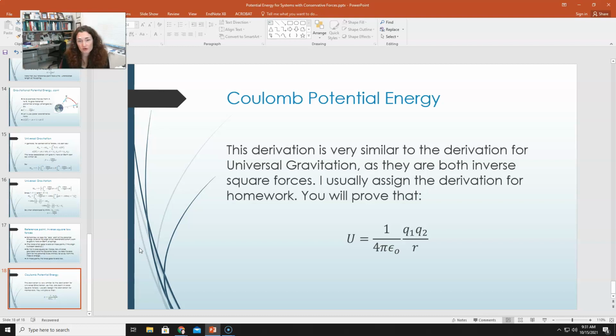When you do, you're going to end up with the potential energy shown here. For the Coulomb force, the potential energy is 1 over 4 pi epsilon naught times the two charges, Q1 times Q2, divided by the center-to-center distance between those charges, r. So you should end up with that for your potential when you're doing the Coulomb law derivation. Okay, I hope that made sense.